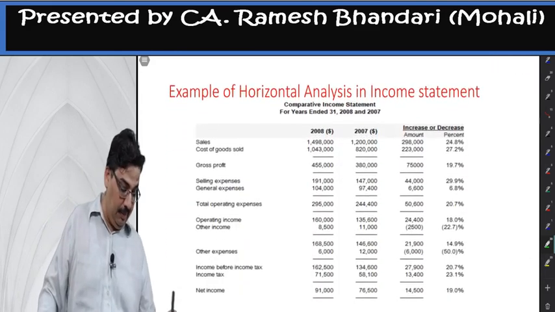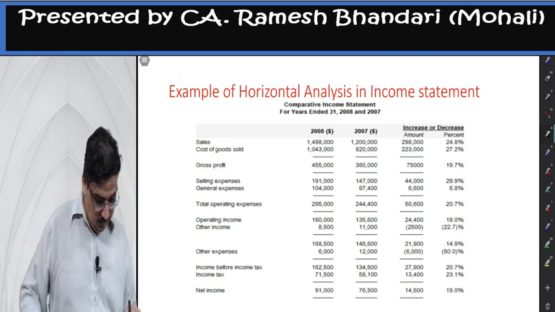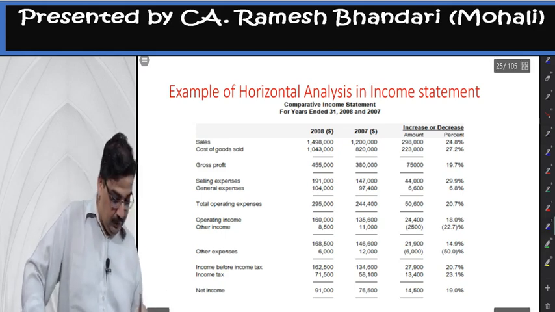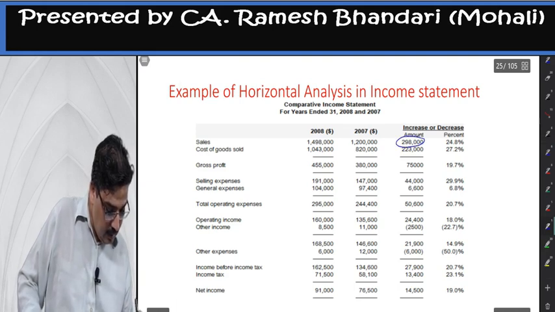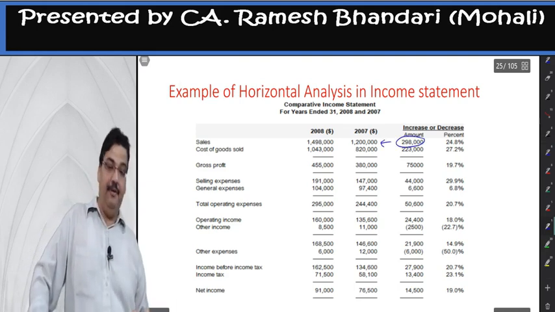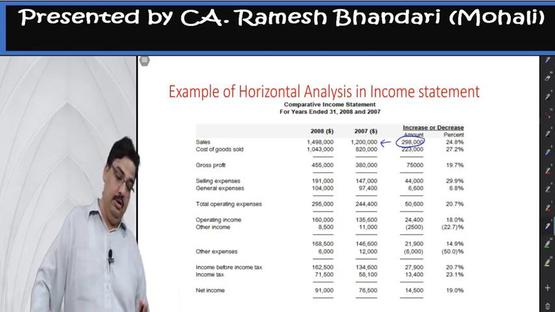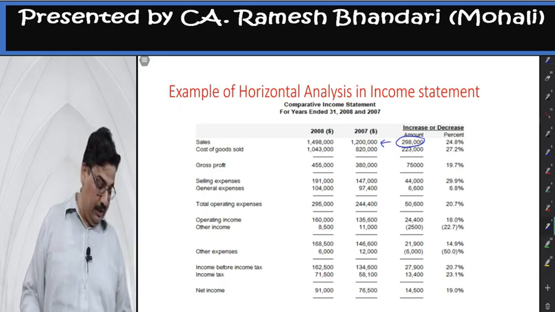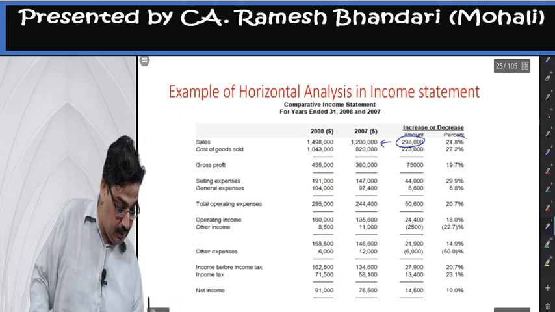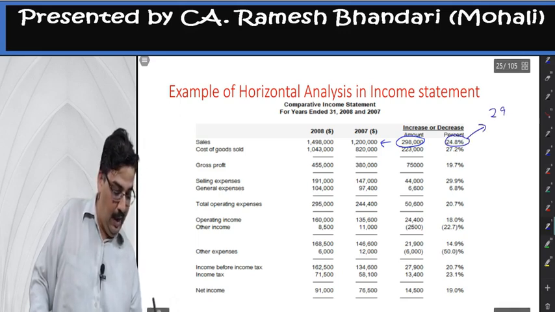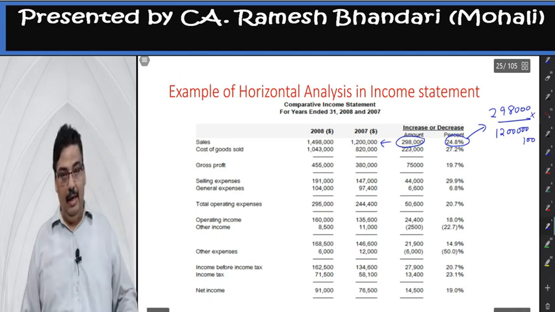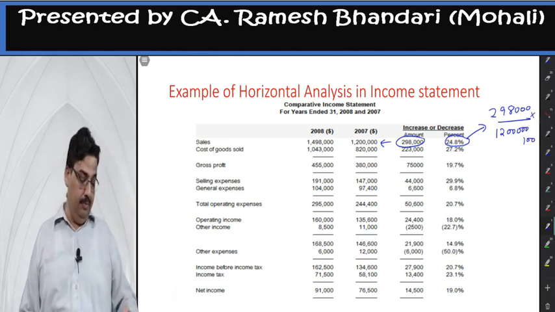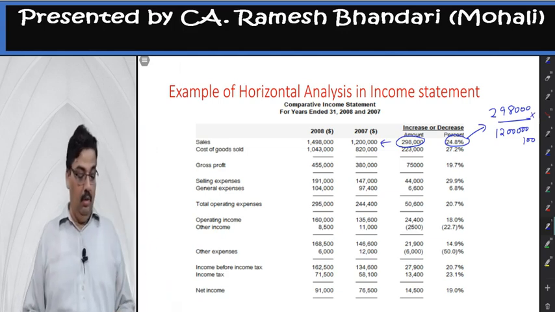You can see the income statement given. Now what we do, we first calculate the absolute increase or decrease. If it is a decrease, it is shown by a bracket; an increase is shown simply. From 12 lakh it increased to 14 lakh 98,000. So the increase is 2 lakh 98,000. In percentage terms, 2 lakh 98,000 divided by the original 12 lakh into 100. Same way computed for all the figures there.